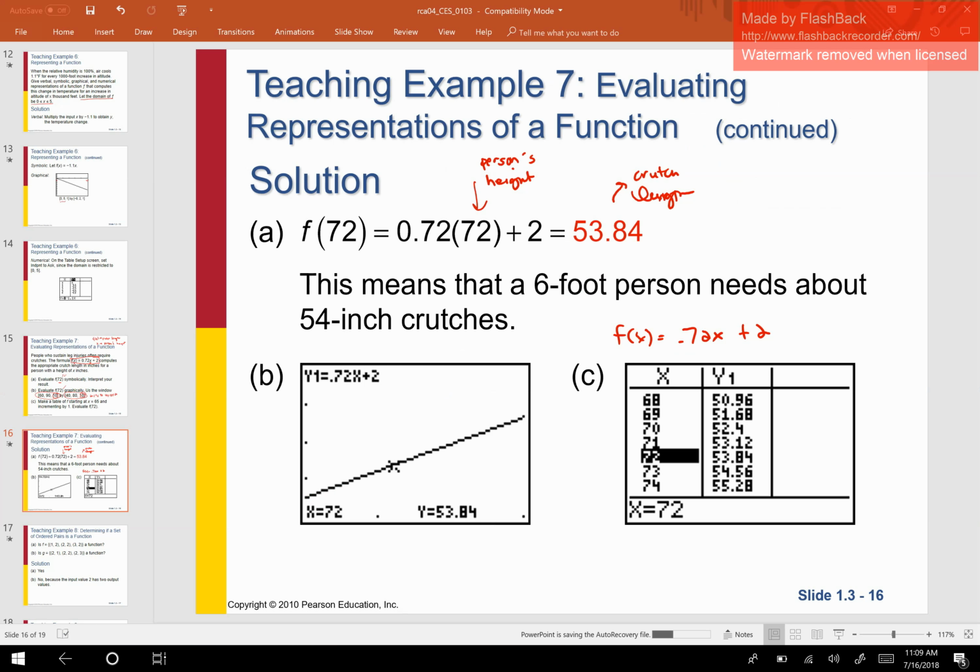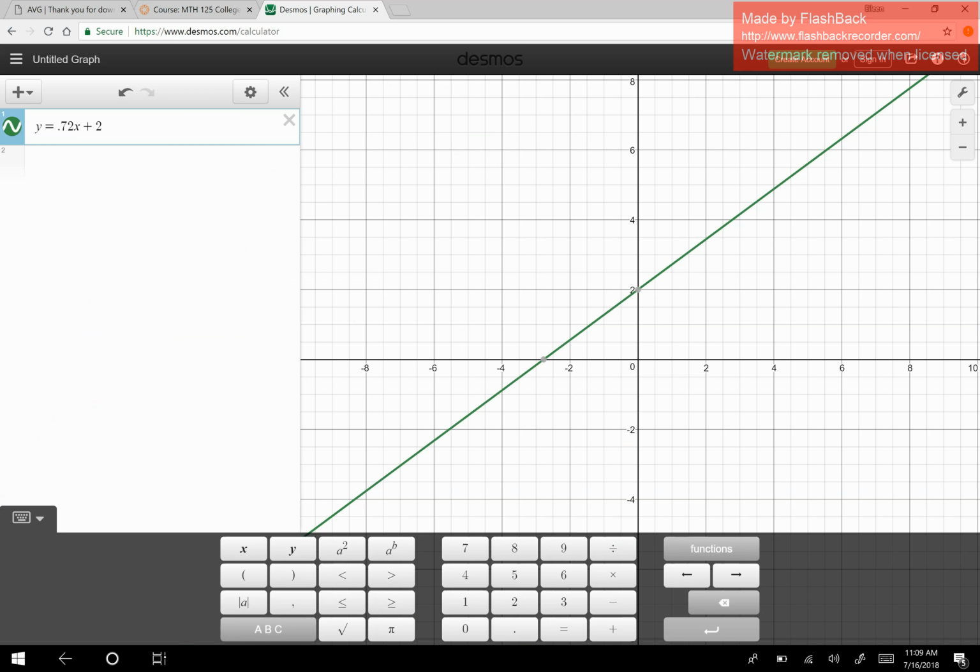So we are looking at it between 68... so we're going to do 60 to 90 and then 40 to 80. Okay, so 60 to 90 and 40 to 80.